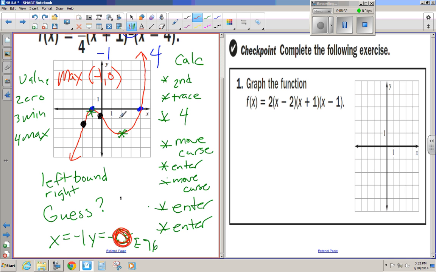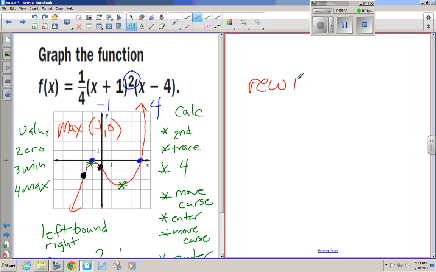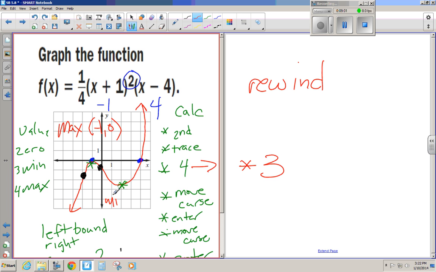Now you do the exact same thing. I would rewind the video, and instead of pushing number 4, do number 3 for minimum. And when you do number 3, so second trace, number 3, get to the left of that minimum, then the right of the minimum, guess, and that new minimum value should be approximately 2.3, -4.6. Those are the minimum values.